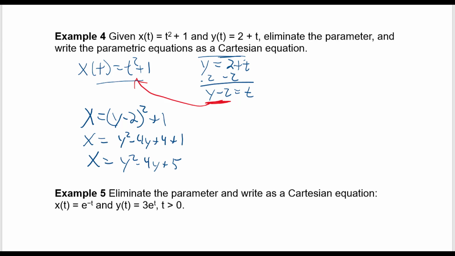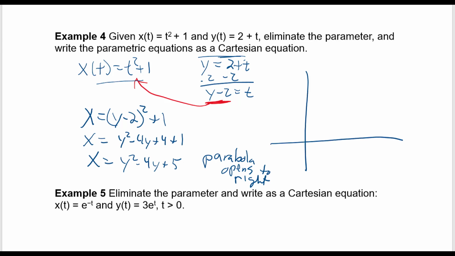Now what is that graph going to be? That is a parabola on its side that opens to the right. So roughly speaking, it looks something like this. Now what I want to point out about this, the graph of x equals y squared minus 4y plus 5, that is not a function. However, the original two equations were. Okay, let's try another one.